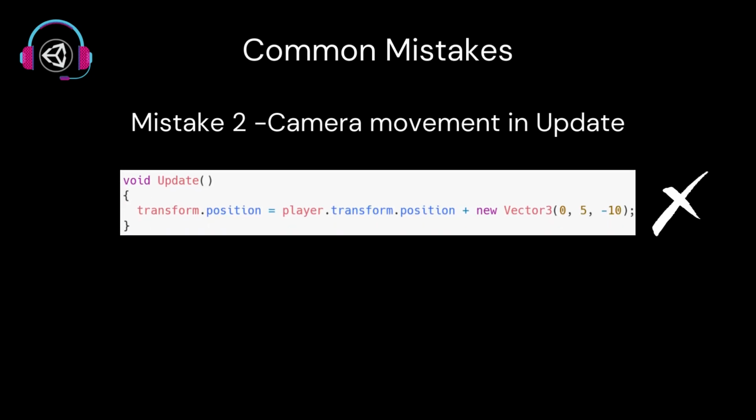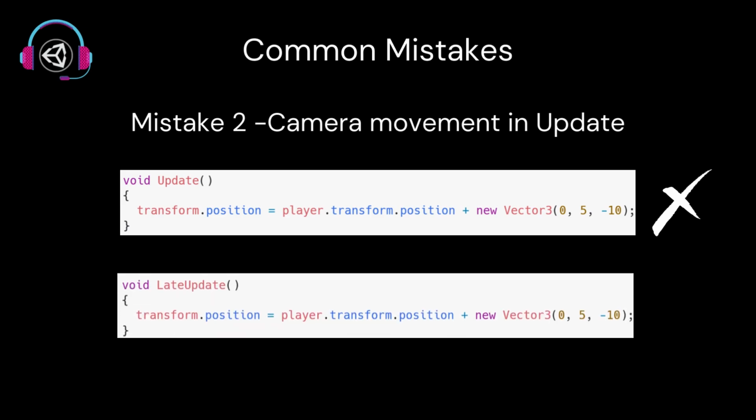Mistake 2: Camera movement in update. Another mistake is putting camera movement inside update. Doing this can cause the camera to jerk or stutter because it's updating before the player's movement has finished. Always use LateUpdate for smooth camera transitions.